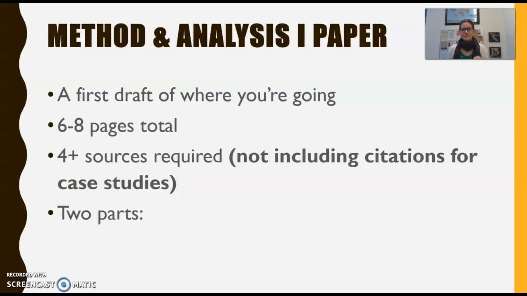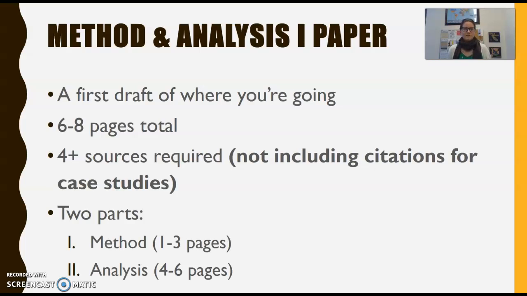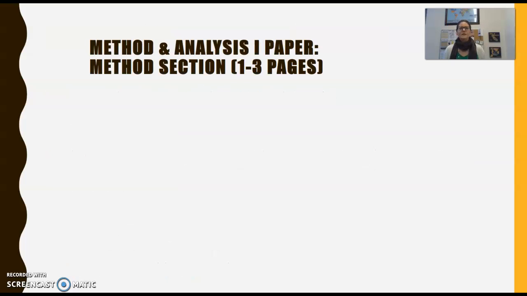All right. So there are 2 parts of this paper, as you may have already realized. There's your method section, which should be roughly 1 to 3 pages, and then the analysis of your actual case studies in which you aim to answer your research question. So I'm going to break those 2 parts down, but already you can see that you're not just writing 8 pages with no direction. I'm going to lead you in the right direction. All right, so let's talk about the method section first.